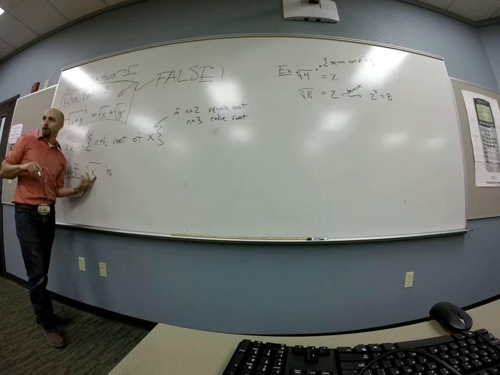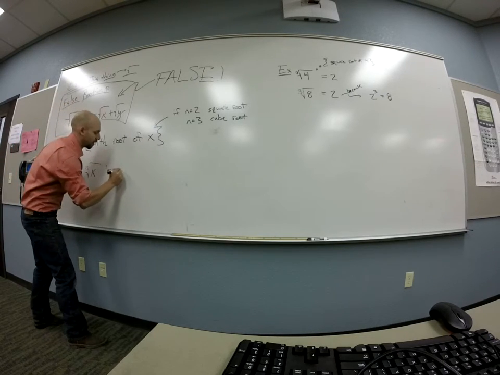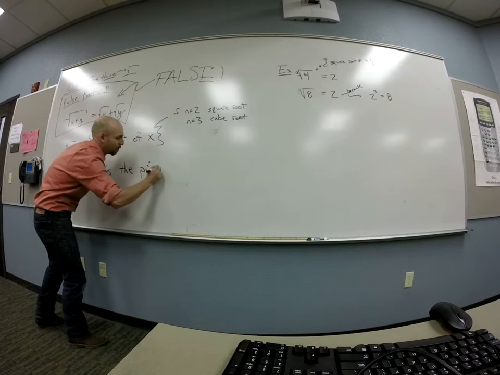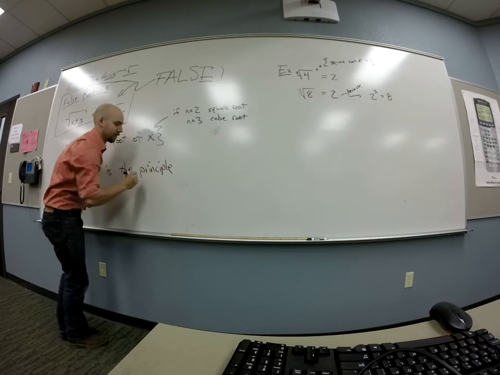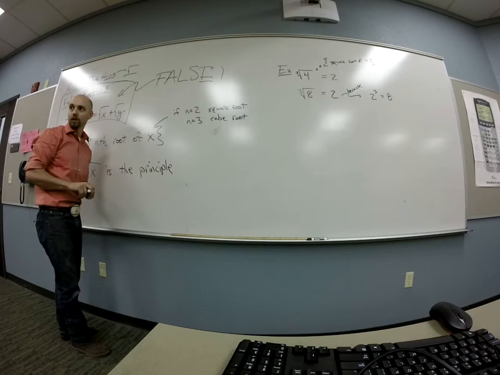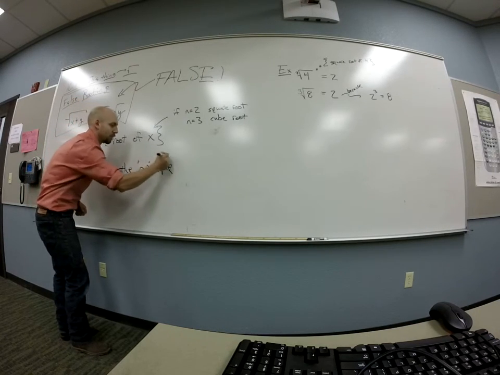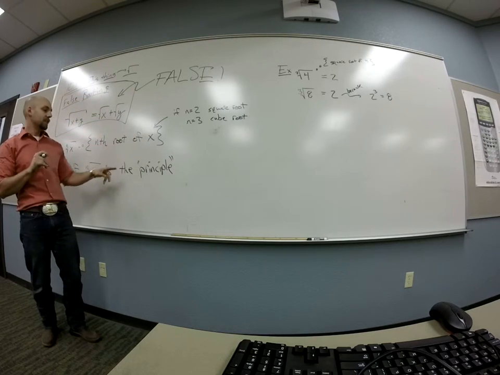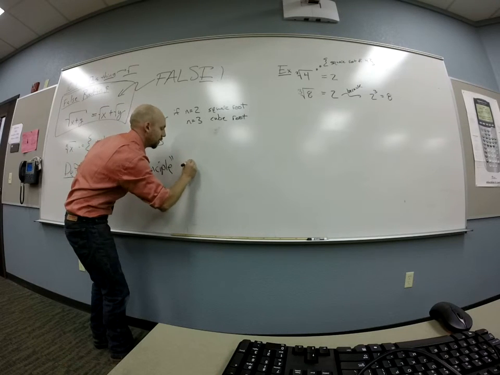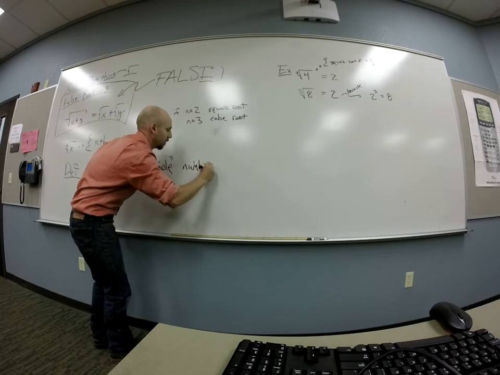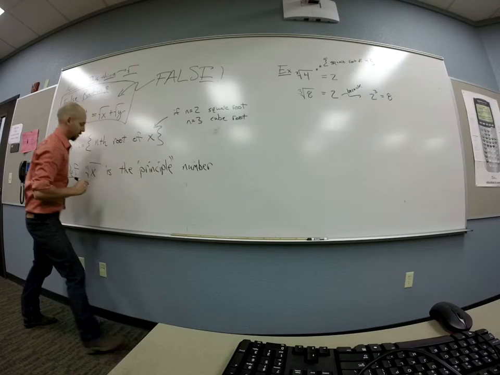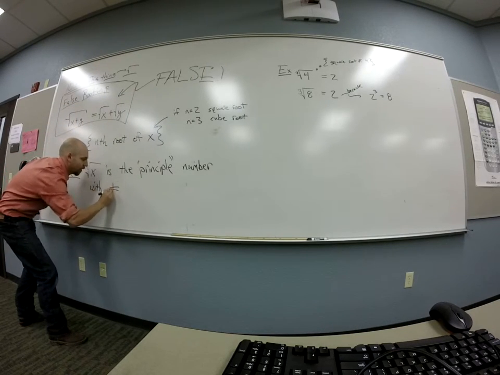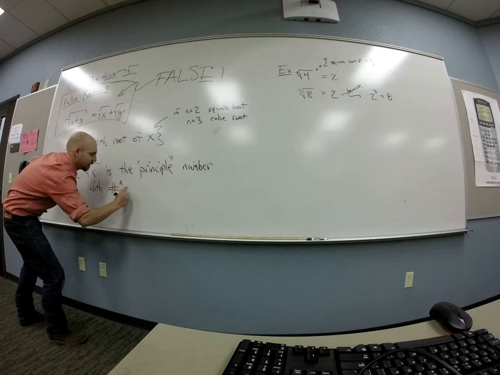So the nth root of x is, and then there's a confusing word here, principal, which we're going to get a definition for in a second. This is another thing just to confuse you. So it's the principal number with number to the n is x.